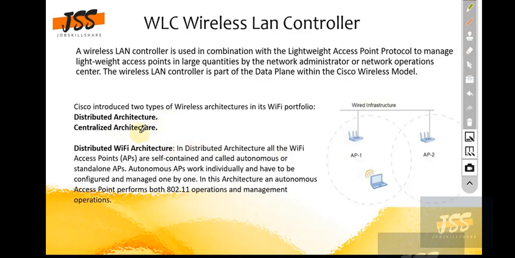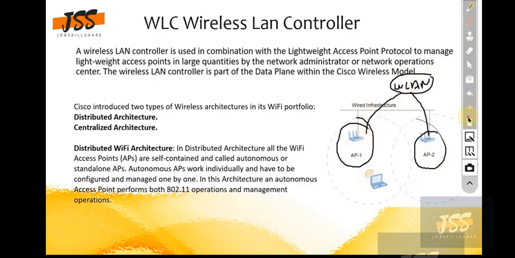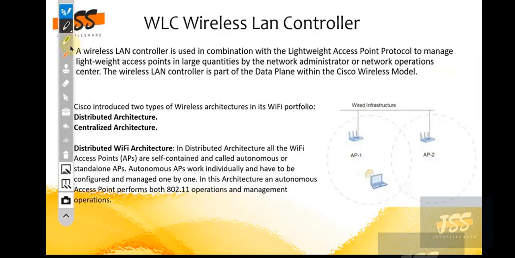So Cisco has two kinds of architecture under WLC. One is distributed architecture, another one is centralized architecture. So what happens in distributed Wi-Fi architecture? As you can see from the diagram, how many access points do we have? Only one and two. Do you think we need some kind of single pane of glass or wireless LAN controller to manage these two devices? No, because there is no admin overhead.